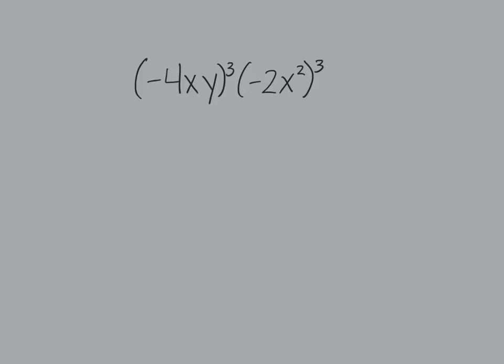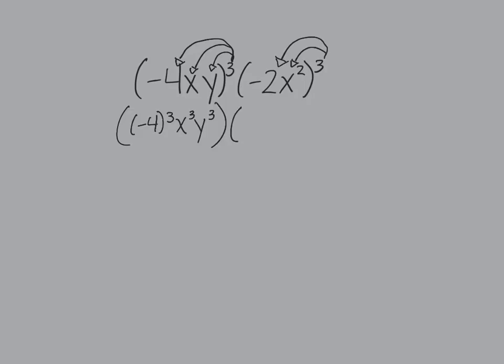So since I have only multiplication on the inside of my parentheses, I can apply this multiplication to everything inside here. So everything is going to be to the power of 3. So I'll have -4 to the power of 3 times x to the power of 3 times y to the power of 3. There's my first parentheses. I'll do the same with the next one. I'll have -2 to the power of 3 times x to the power of 2 to the power of 3.